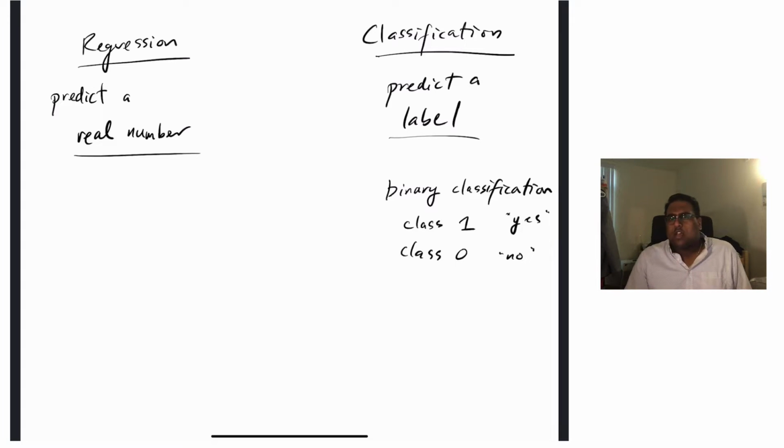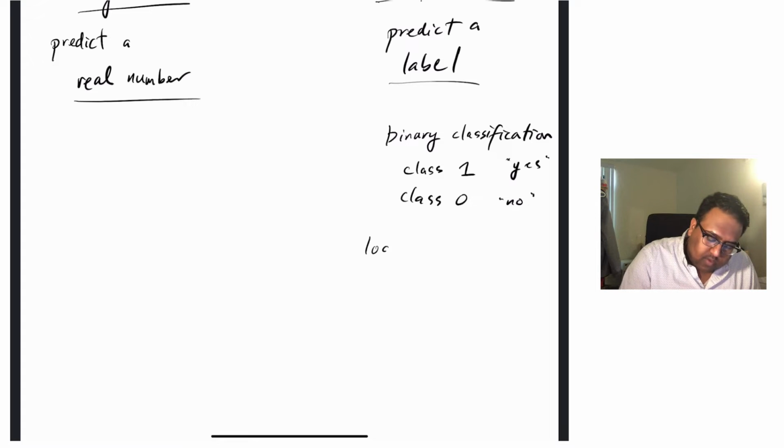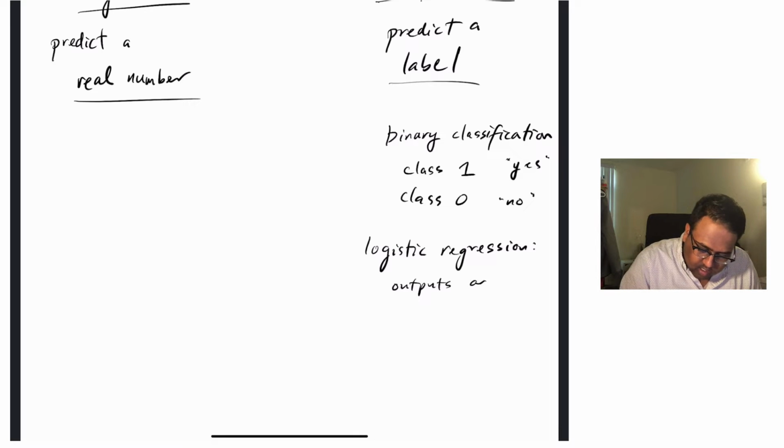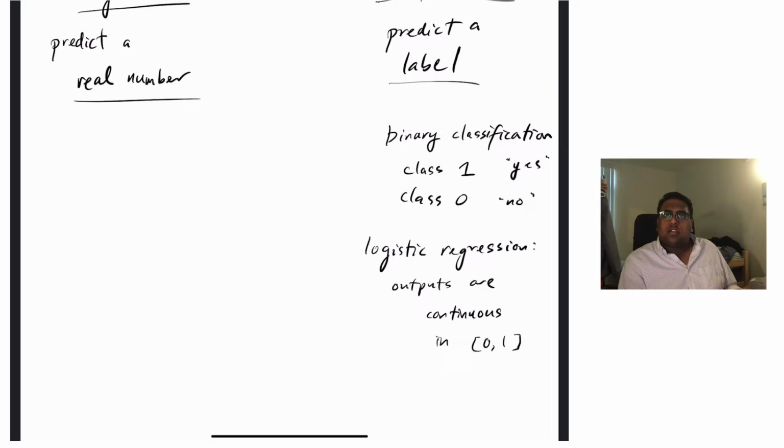And so now the question is, where does logistic regression come in? So logistic regression on its own is not a classification technique. Logistic regression is another form of regression where the outputs are restricted to be in the range 0 to 1. Okay, so we can write that. Logistic regression outputs are continuous in the range 0 to 1. Well, that's convenient because we know probabilities also are real numbers that are continuous in the range 0 to 1.